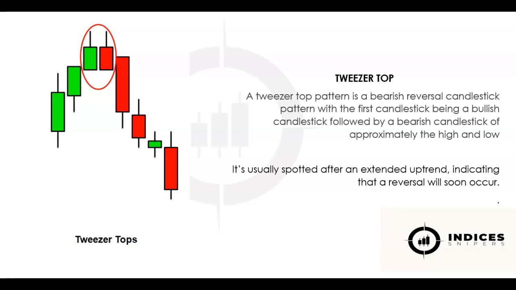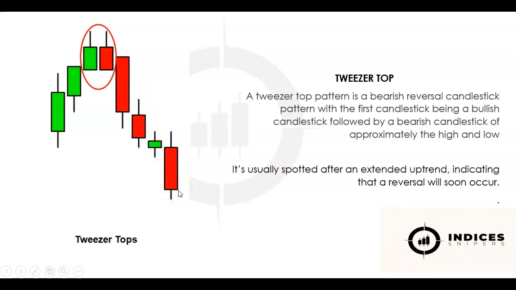And remember, I said the tweezer top is found at the end of an extended uptrend. Here, as we have in this structure, this is an uptrend, and this formed at the top of this uptrend, and it indicated that there's about to be a reversal. And yes, indeed, it reversed.